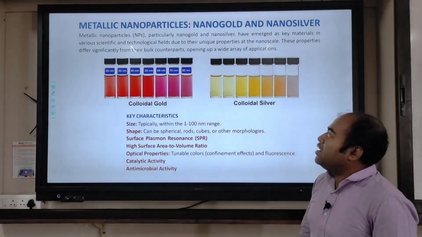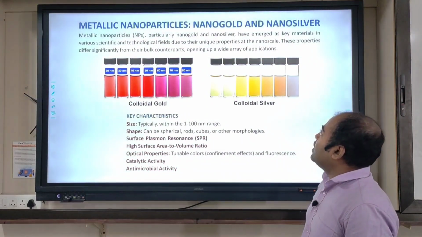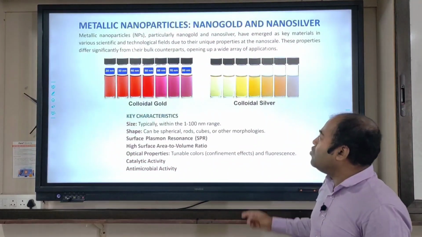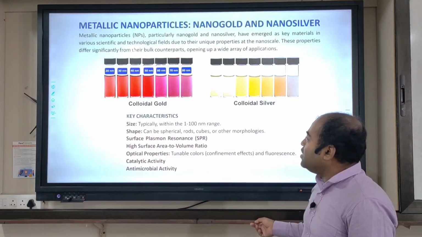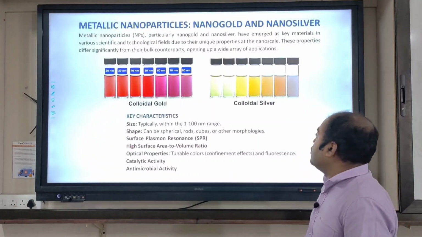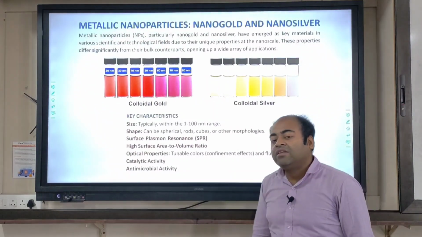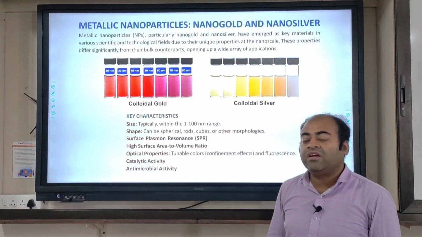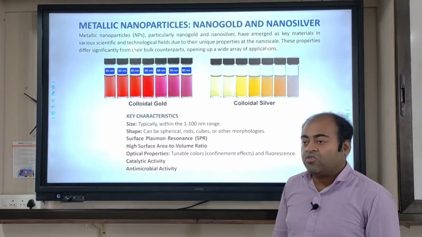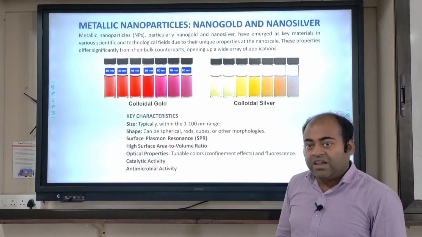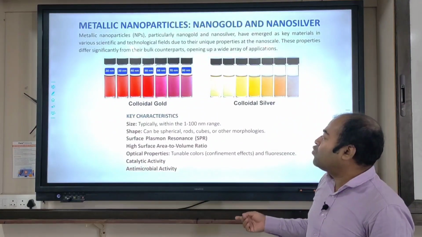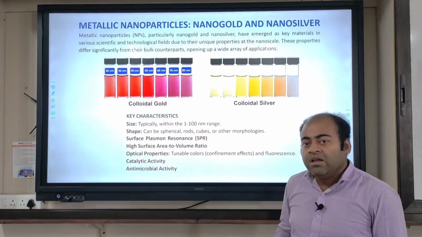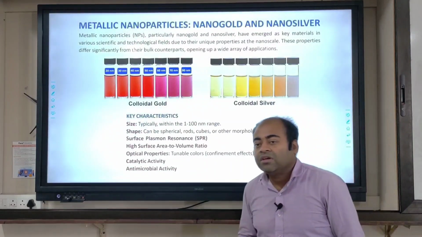Now the most studied and mostly used nanoparticles are nano gold and nano silver. Nano gold and nano silver can be prepared in the form of colloidal gold and colloidal silver. As we had discussed in the first episode, colloidal gold and colloidal silver were used in ancient times by the Romans and the Mesopotamian civilizations for staining glass. In modern times, these colloidal gold and colloidal silvers are used and have many types of novel applications.